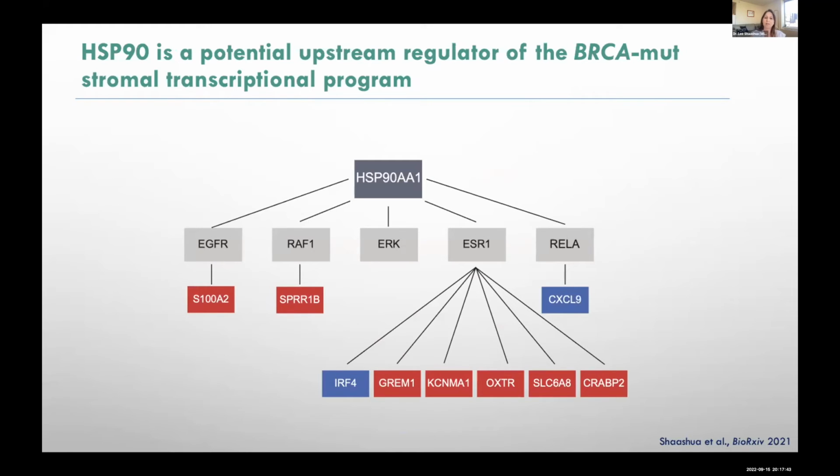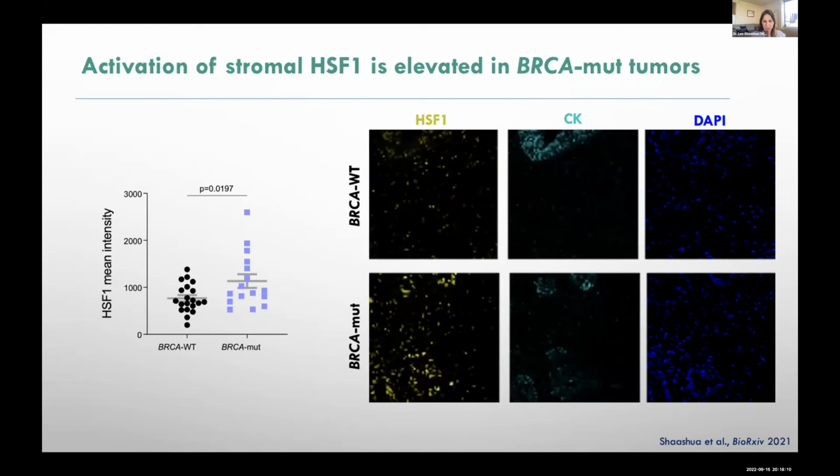So HSP90 is a heat shock protein, and that means it's regulated by HSF1, the master regulator of the heat shock response. And very interestingly, clusterin, which I just showed you as a CAF marker that is upregulated in BRCA mutant patients, is also a chaperone that is regulated by HSF1. So we thought that maybe HSF1 orchestrates all these changes in the stroma of BRCA mutant patients.